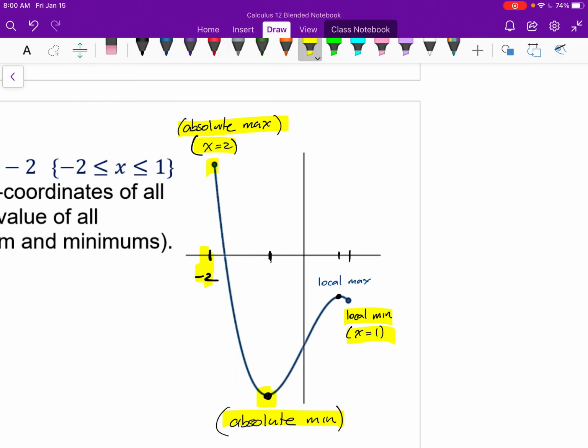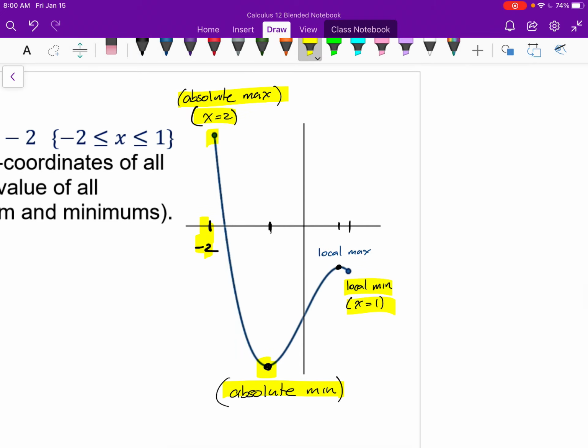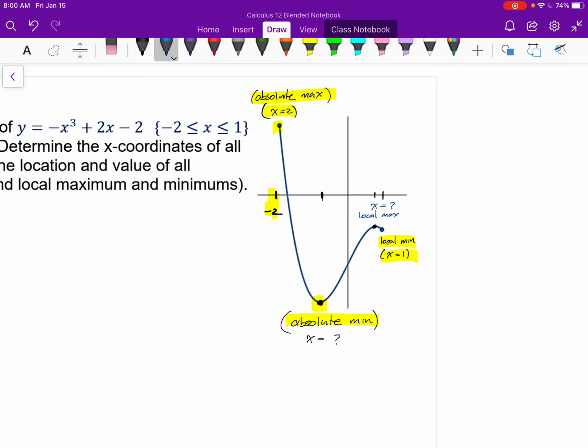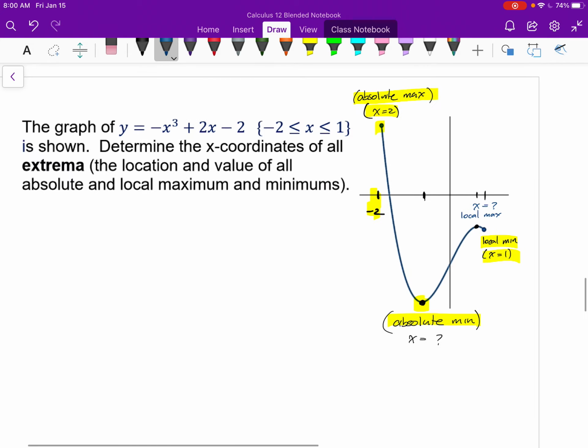OK, so right now, because I have a graph, my main task is to figure out what is the x value of this absolute min. What's the x value of this local max? I can see roughly where they are, but how can I figure that out? And in the end, more important, how could I figure out all this if I didn't give you the graph, but just gave you the equation and the domain? Well, first, let's find my derivative. And the good thing is this is a pretty simple function to differentiate.